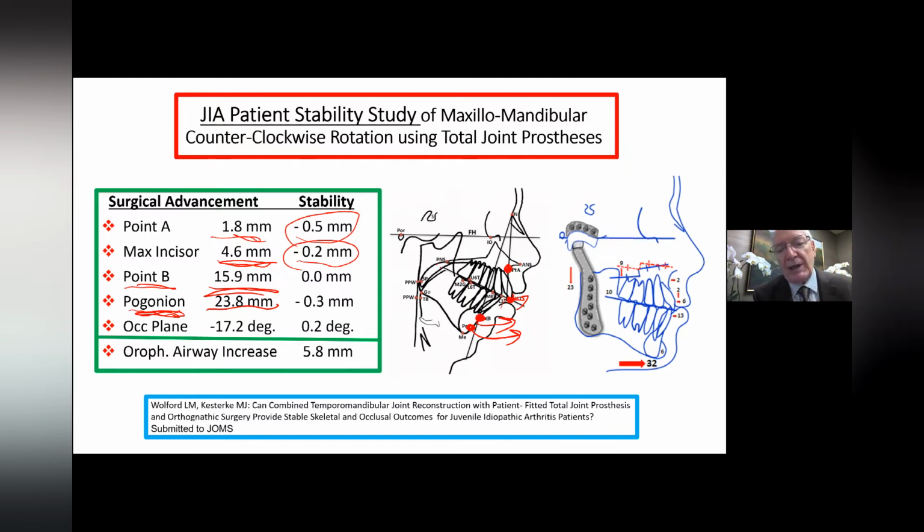The occlusal plane angle, which again is this line right here, decreased significantly by 17 degrees. Those are huge changes for this patient population. And the stability of this, point B had no relapse. Pogonion, the chin point, had just very minor changes, some of that just remodeling of the bone. Occlusal plane incredibly stable with only a 2/10 degree change. The other thing that we looked at was what happened to the oropharyngeal airway, because many of these patients are very constricted back there and they have sleep apnea. So for this study, the average amount of increase of the oropharyngeal airway was almost 6 millimeters, a statistically significant change.